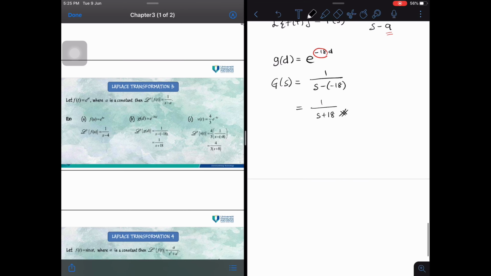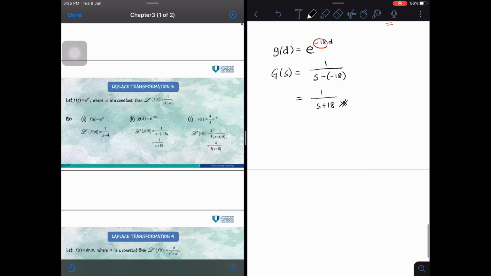Let's see example C here. We have now the function v(t) equal to 4 over 3 times e to the power of negative 8t. Like I said before, don't worry about the constant in front, because we can bring it out of the Laplace transformation process. So to find V(s), we bring out 4 over 3 because it is a constant. We need to do a Laplace transformation on e to the power of negative 8t.